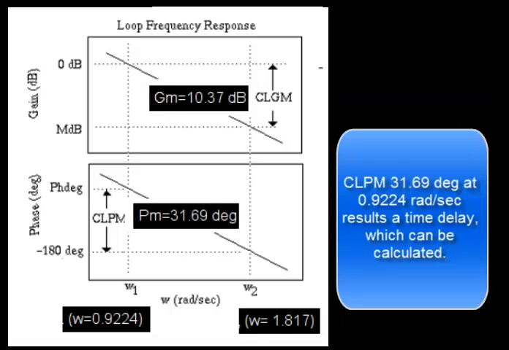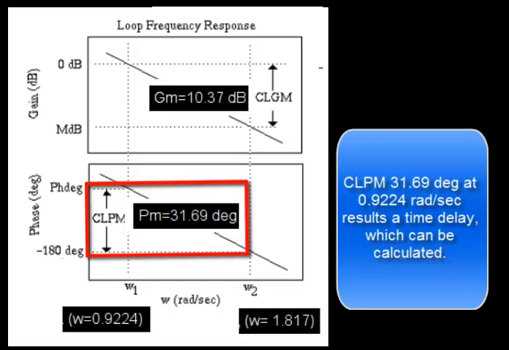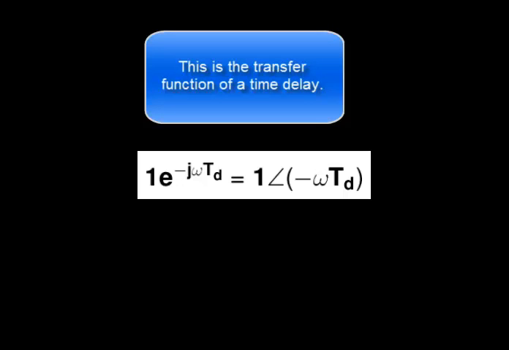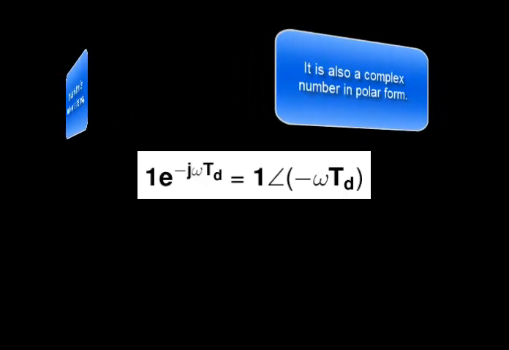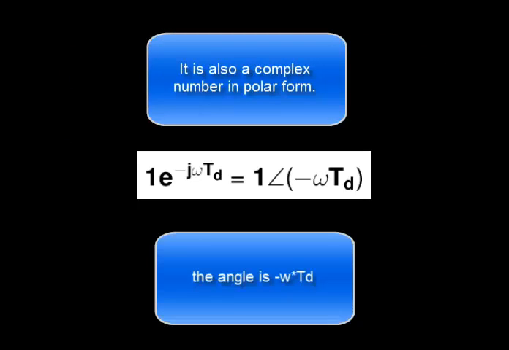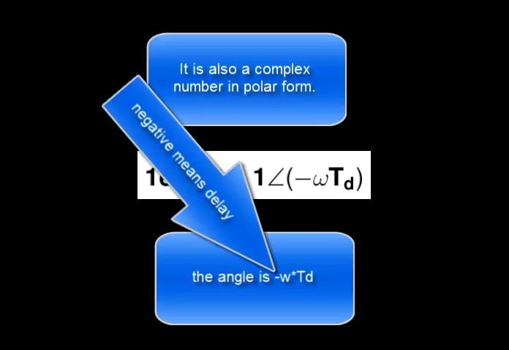Closed loop phase margin of 31.69 degrees at 0.9224 radians per second results in a time delay which can be calculated. This is the transfer function of a time delay. It's also a complex number in polar form. The angle is negative omega TD, where negative means delay.